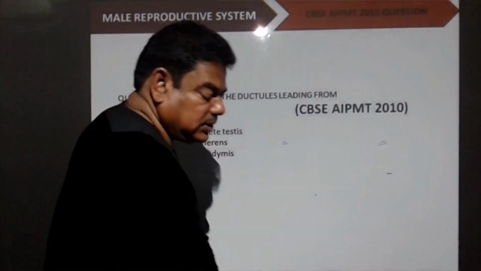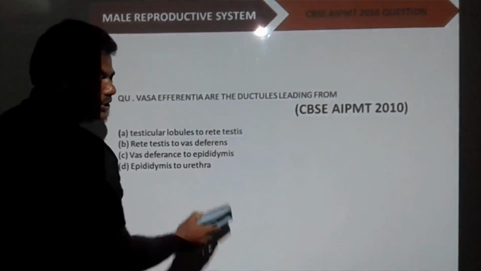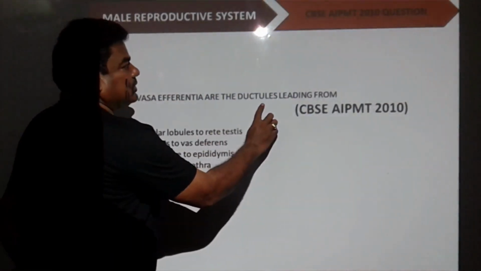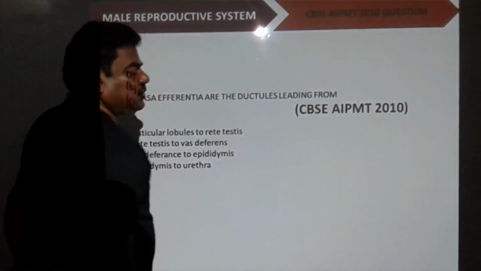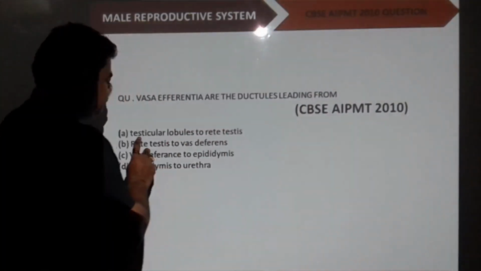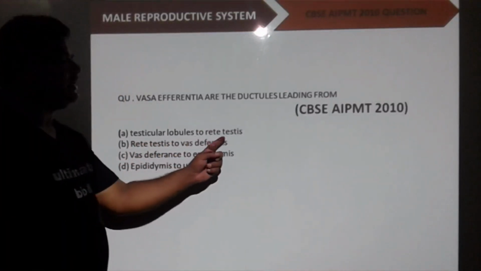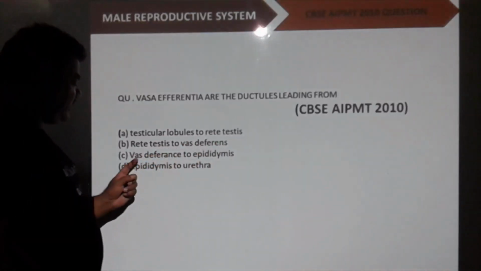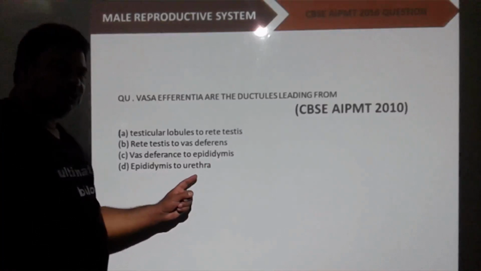Now there are some objective questions on this. We will discuss only one question here. They asked in CBSE AIPMT 2010: vasa efferentia are the ductules leading from, and these are the four options. One, testicular lobules to rete testis. Second, rete testis to vasa deferentia. Third, vasa deferentia to epididymis. And the last one, epididymis to urethra.